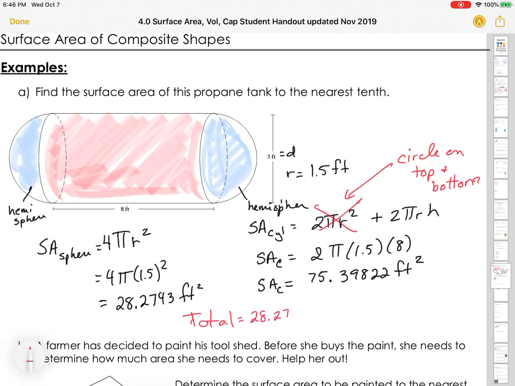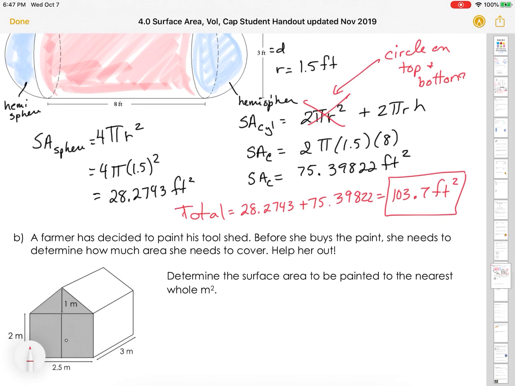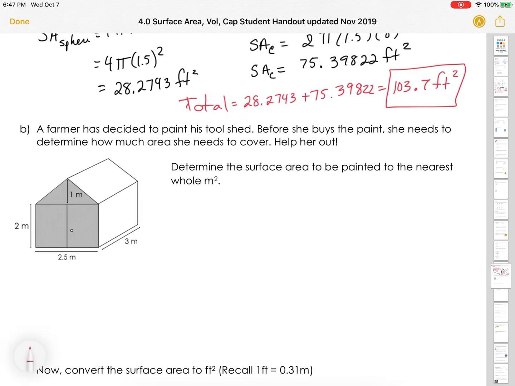Now we still need the total. The total, we add them together, so 28.2743 plus 75.39822. And we're going to round it to the nearest tenth. So when we add it, we'll get 103.7 feet squared. Okay? So basically it's looking at the shape, looking at that three-dimensional shape, seeing what do I have to account for. Okay?